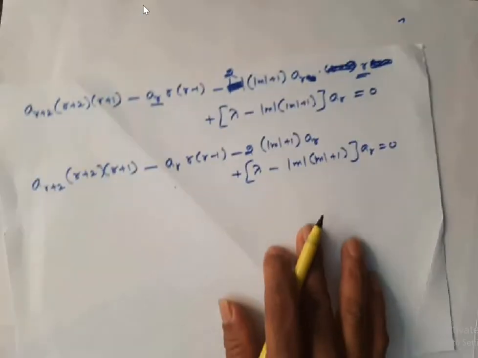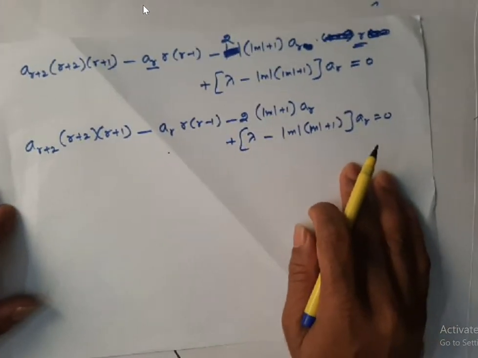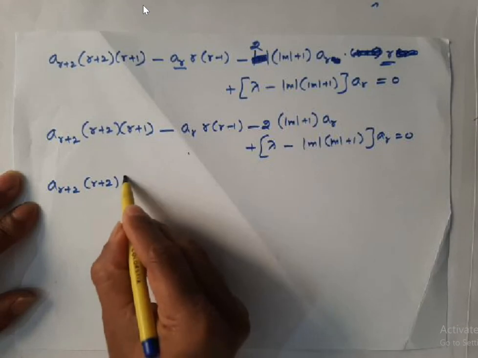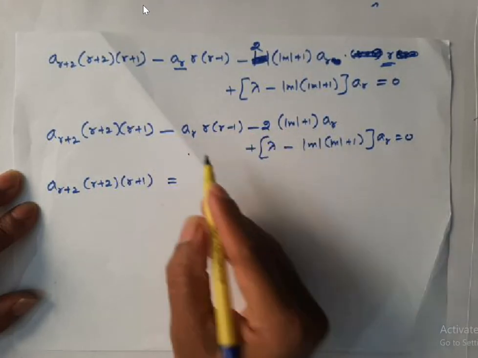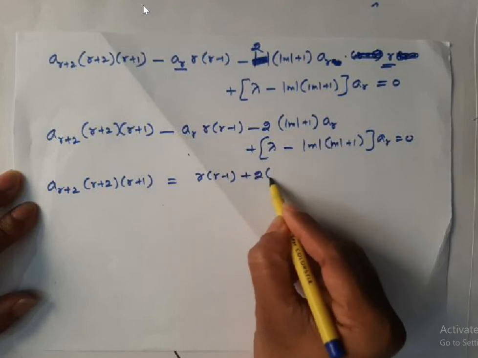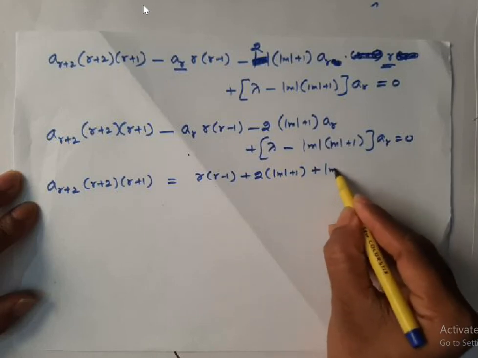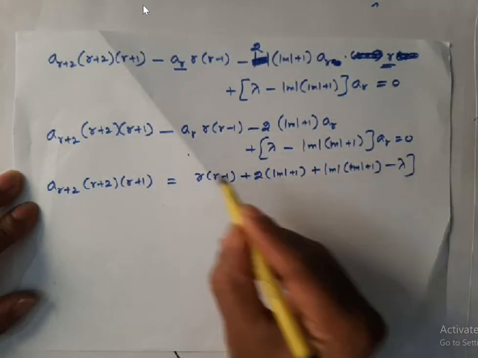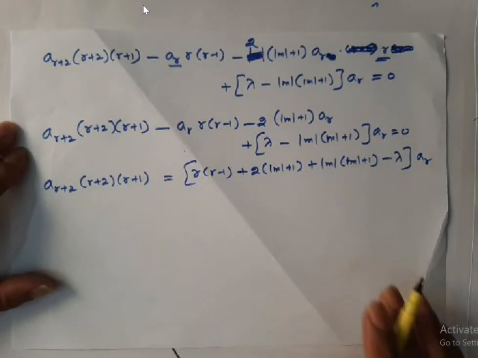Now I'll keep this ar plus 2 term here, and all this I'll bring to the right hand side. So ar plus 2 into r plus 2 into r plus 1 will equal, see here, this is a negative term, this is a negative term, it will become positive, so you'll get r into r minus 1 plus 2 into modulus of m plus 1. Here this will become positive, plus modulus of m into modulus of m plus 1, and this plus lambda becomes minus lambda. I'll take ar as common. So this is the equation we get.